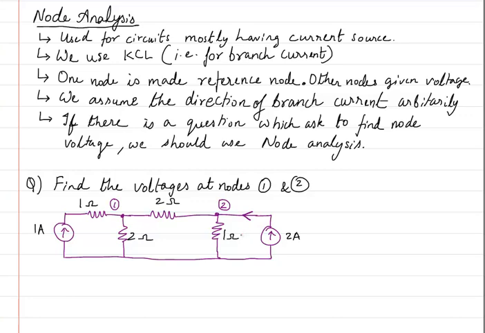So what is important is to assume the direction, and we assume the direction arbitrarily. Arbitrarily means in any direction that you want, you can take the direction of current. The only thing is the direction of the current source that is drawn, that should be maintained as such. So here the current source is given, so the direction of current source should be maintained.